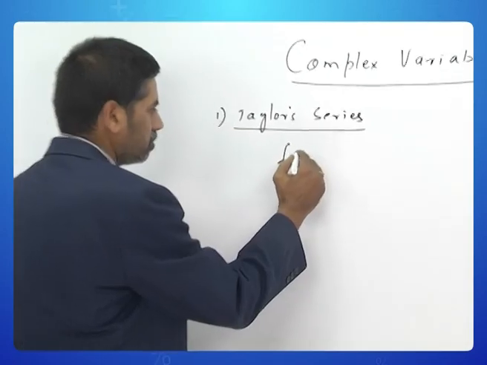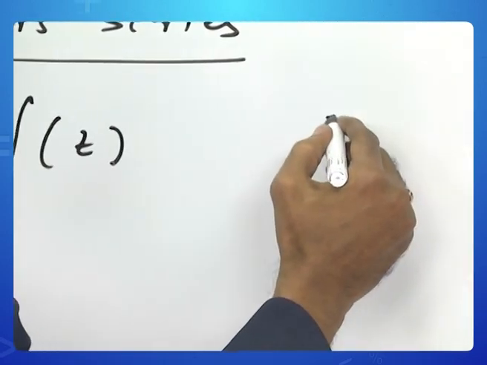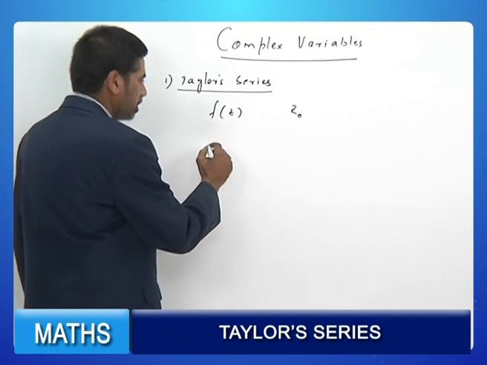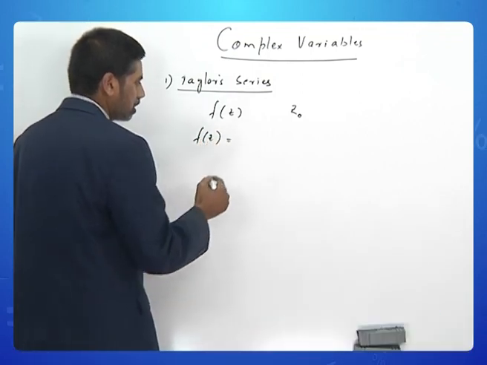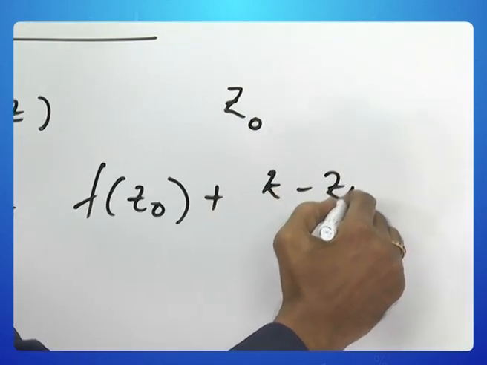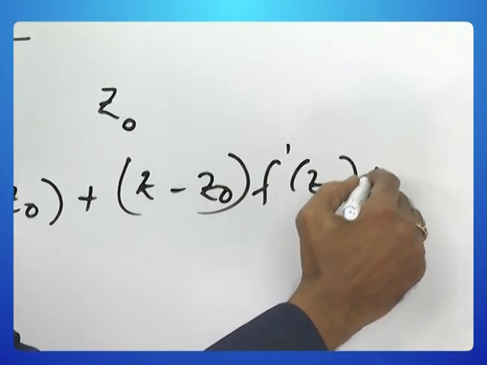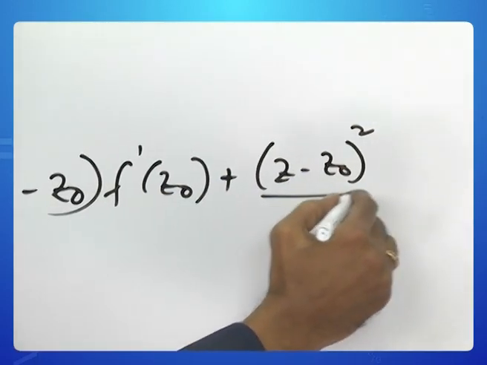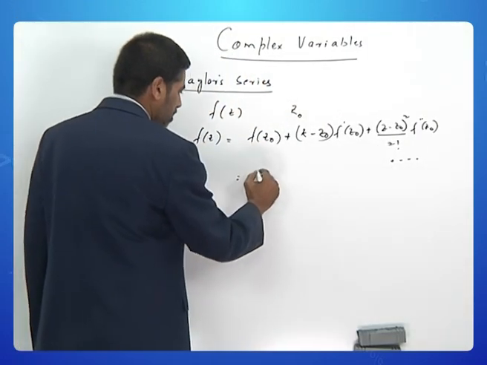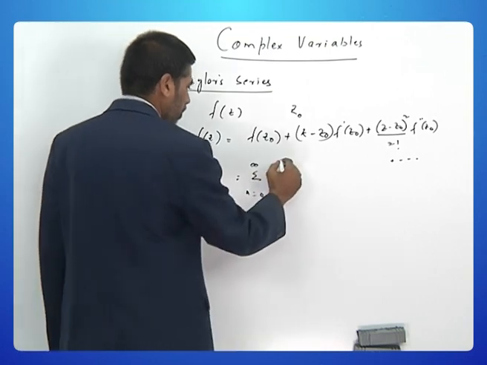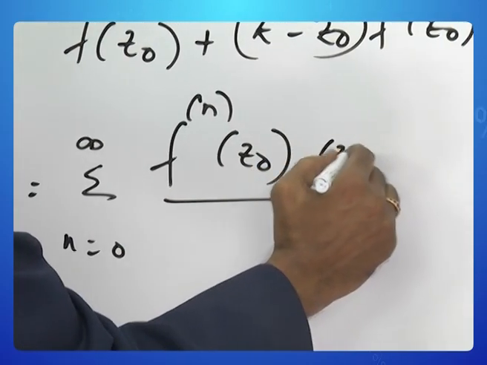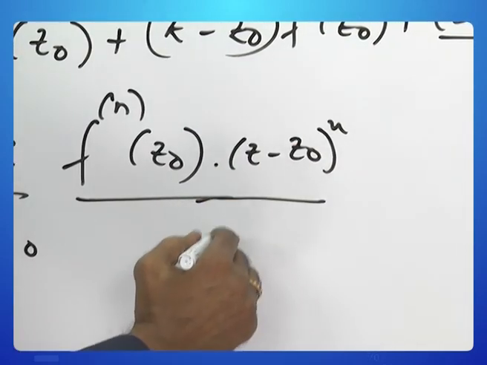Suppose we have a function f of z, a complex function, and you need to expand it around a point z0. This is known as the center of expansion. The power series of this function, which is also called the Taylor's expansion, is given by f of z0 plus z minus z0 into f dash z0 plus z minus z0 whole square by 2 factorial f double dash z0 and so on, which you can compactly write as summation n is equal to 0 to infinity f^n z0 into z minus z0 to the power of n by n factorial.